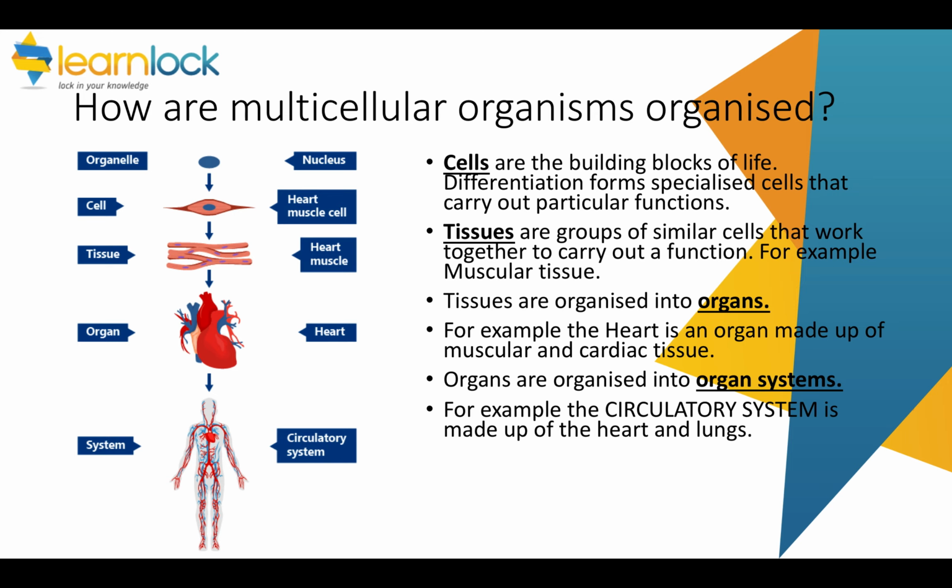Starting off, you need to know that cells, which we've talked about before, are the building blocks of life. They become differentiated and can form different cells, so there's not just one kind of cell. Groups of cells working together are called tissues, for example, muscular tissues. Tissues work together inside organs, and then organs work together in an organ system. And this makes up an organism.